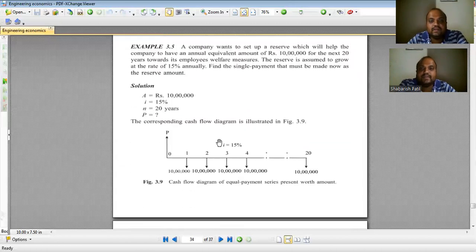Next numerical, a company wants to set up a reserve which will help the company to have an annual equivalent amount of rupees 10 lakhs for the next 20 years towards its employees' welfare measures. The reserve is assumed to grow at the rate of 15% annually. Find the single payment that must be made now as the reserve amount.